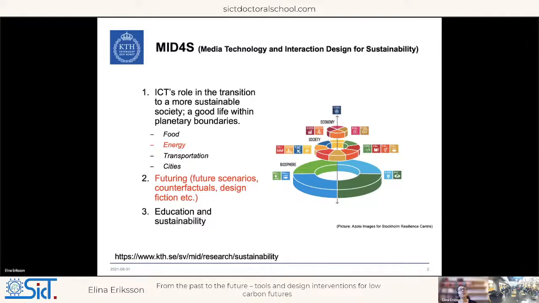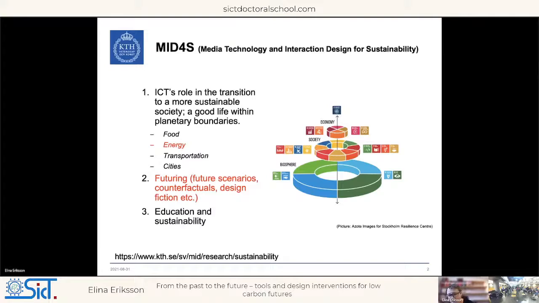And today I'm actually going to talk about futuring. So another research interest of ours is future scenarios, counterfactuals, design fictions, etc. And then the third research interest that we have is education, actually. So we've been teaching sustainability in our bachelor and master level education since 2012, and also written research papers on how to integrate sustainability into computing education.